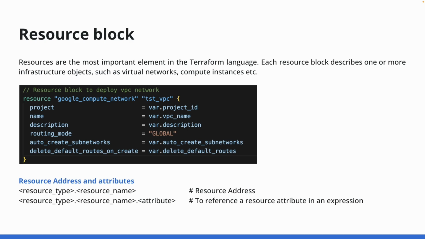Say once I've deployed that compute network on Google Cloud Platform, now I want to access a particular attribute or property of that VPC network. How can I access it? In order to access a particular attribute, I have to use this format: resource type dot resource name dot attribute. In this case, the format would be google_compute_network.test_vpc.id. Say, for example, I want to access the ID of this VPC. That's how I can access the ID of the VPC. So that's it for this lecture. I'll see you in the next one.